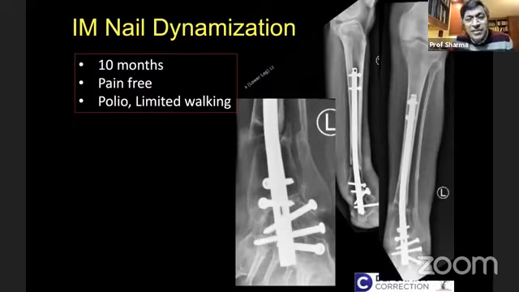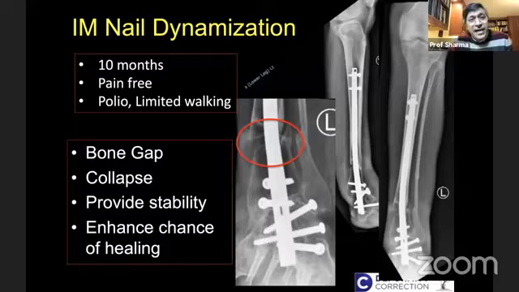So I'll come back to the same patient. This patient had a polio, 10 months down the line, pain-free, very limited walking. Now, when you look at it, there is a gap. So if you dynamize this, then it will collapse, it will provide stability, then perhaps enhance the chance of healing. So in this case, I have no problems in dynamizing the nail. But if it increases the instability, then I will not dynamize the nail.